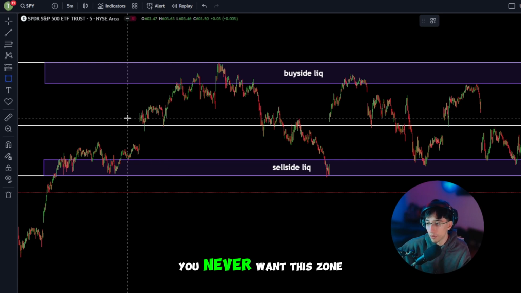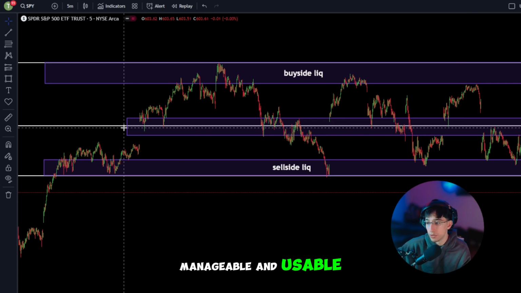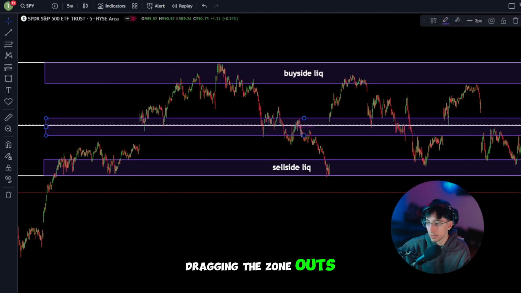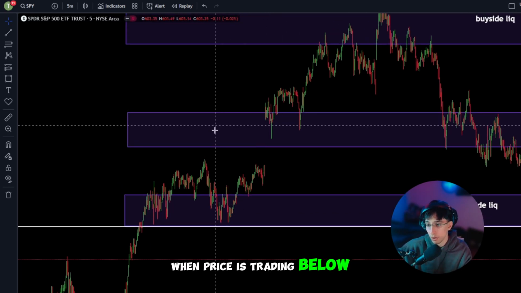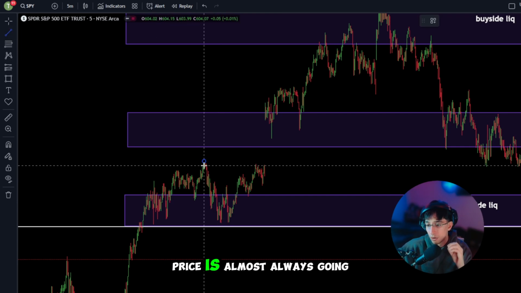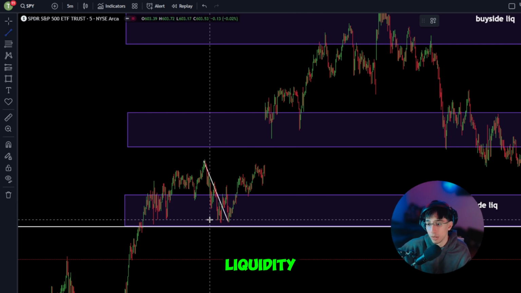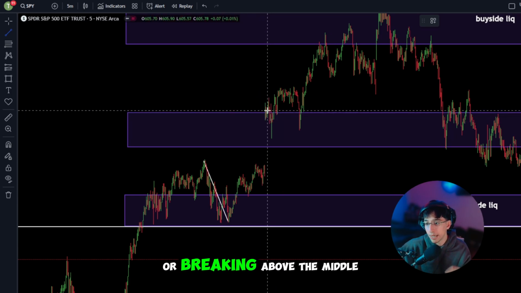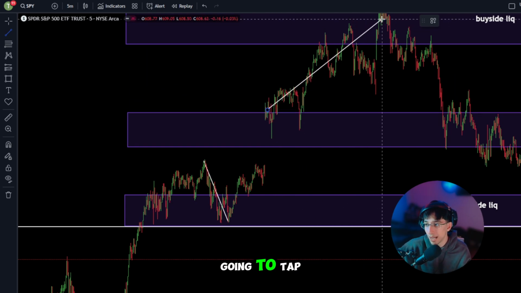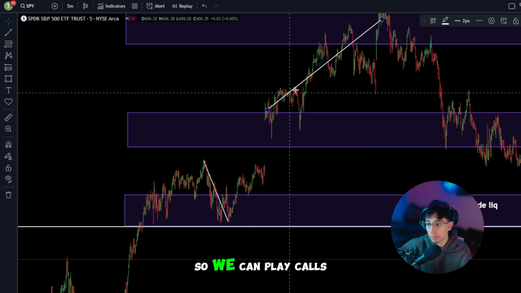So once again, you never want this zone to be too big or too small. You want it to be manageable and usable. Dragging this zone out. How we use the zone in the middle is very simple. When price is trading below this liquidity zone here, price is almost always going to tap sell side liquidity before it touches buy side liquidity so we can short. When price ends up trading or breaking above the middle liquidity, price is more than likely going to tap buy side liquidity before touching sell side liquidity so we can play calls.